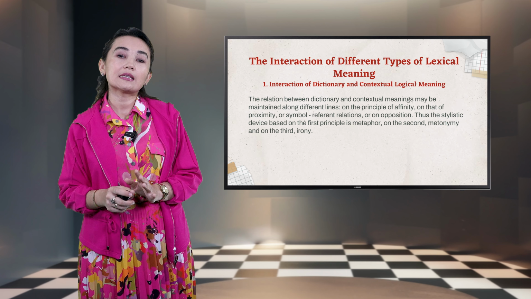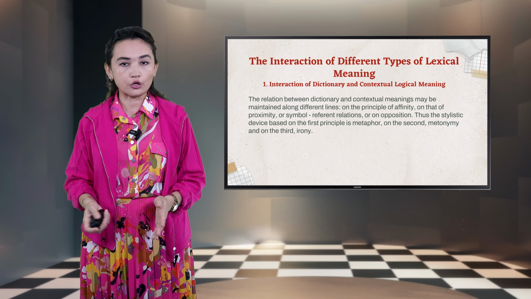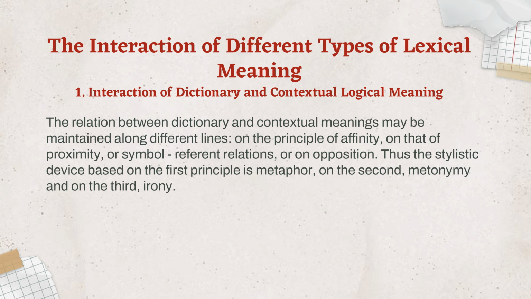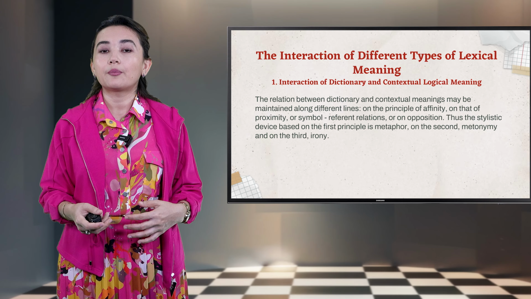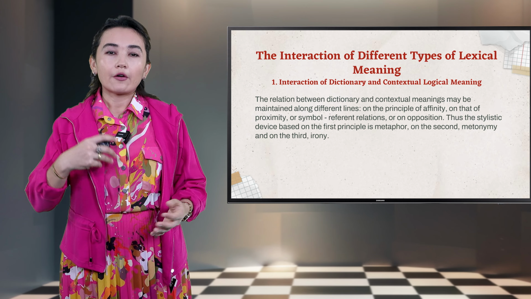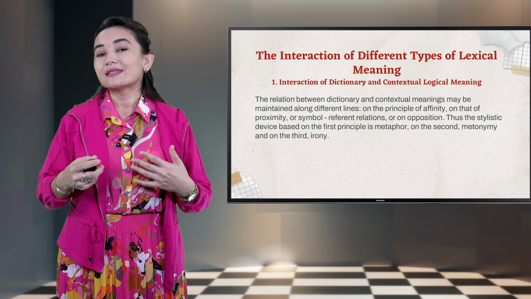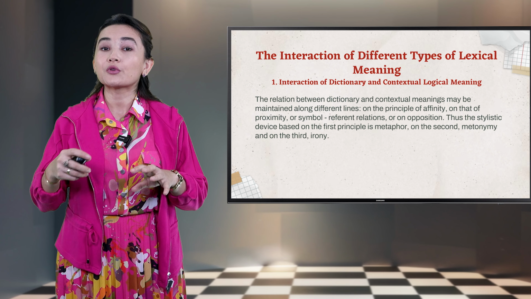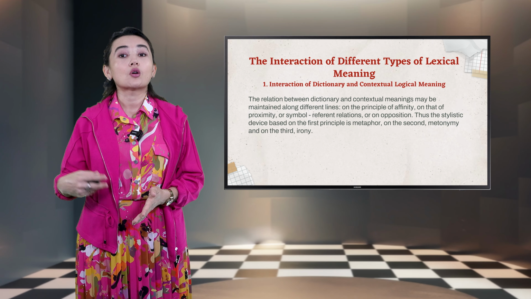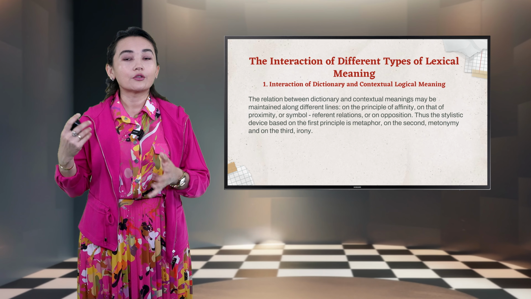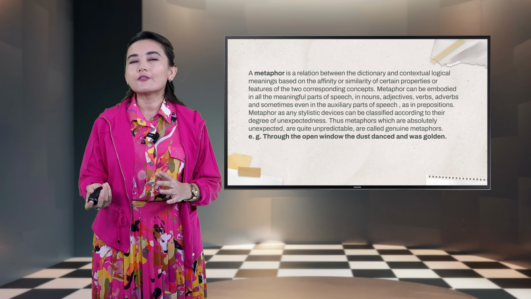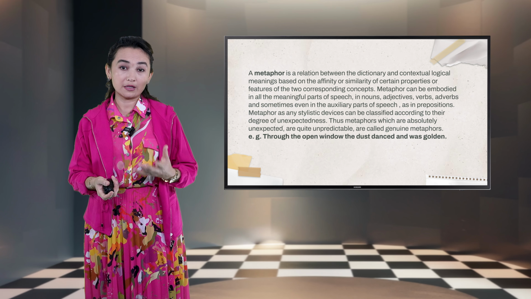The first one is the interaction of dictionary and contextual logical meaning. The relation between dictionary and contextual meanings may be maintained along different lines: on the principle of affinity, on that of proximity or symbol-referent relations, or on opposition. Thus, the stylistic device based on the first principle is metaphor, on the second, metonymy, and on the third, irony. So let me give you the definition of metaphor.